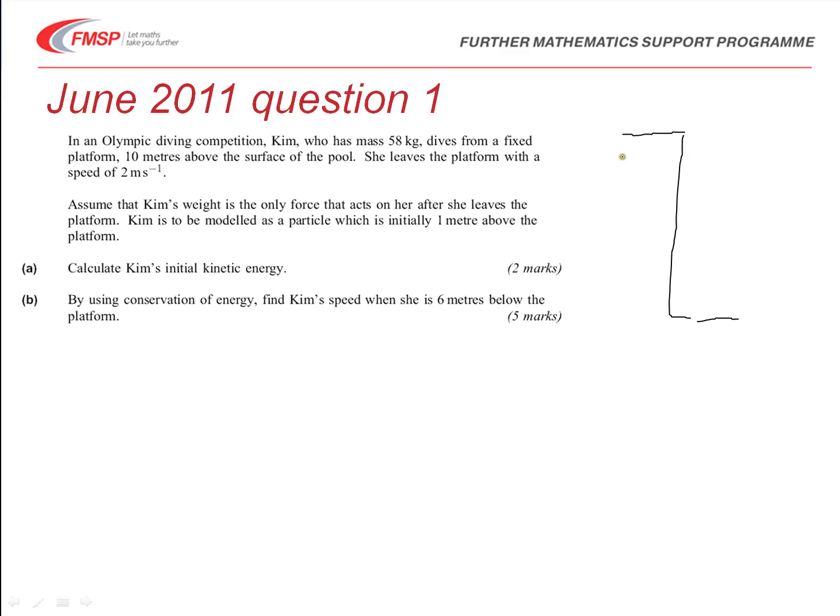And she leaves the platform at a speed of 2 metres per second. It's only the weight acting on her, so in other words gravity is the only force we need to consider. And Kim is being modelled as a particle which is initially 1 metre above, so her centre of gravity is 1 metre above this point.